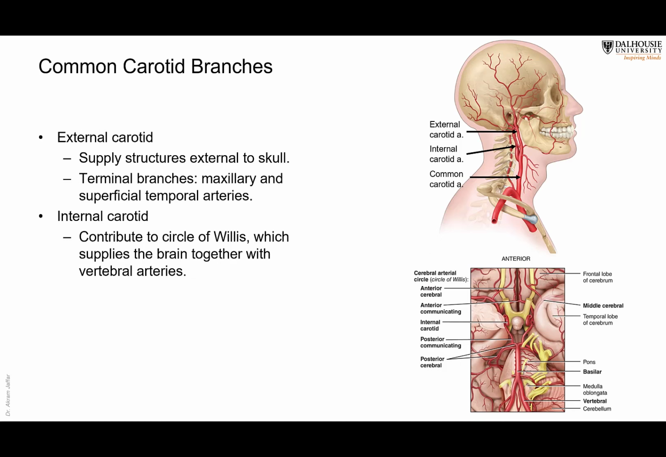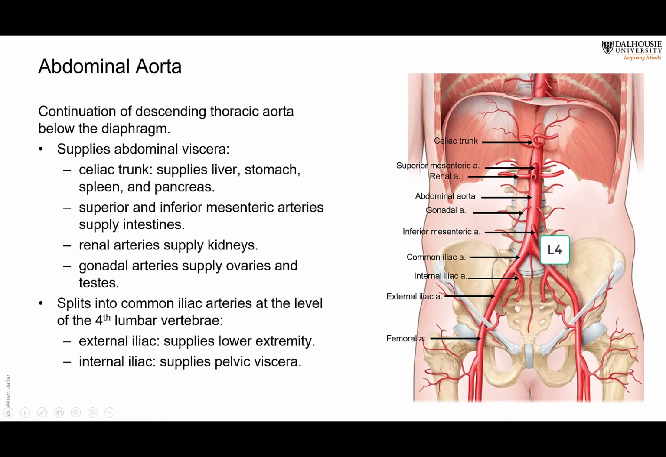Common carotid is going to divide into external and internal carotid arteries. As the name indicates, external supplies everything outside the skull, and internal carotid goes inside the skull to supply the brain after it anastomoses with the vertebral artery here at the circle of Willis.